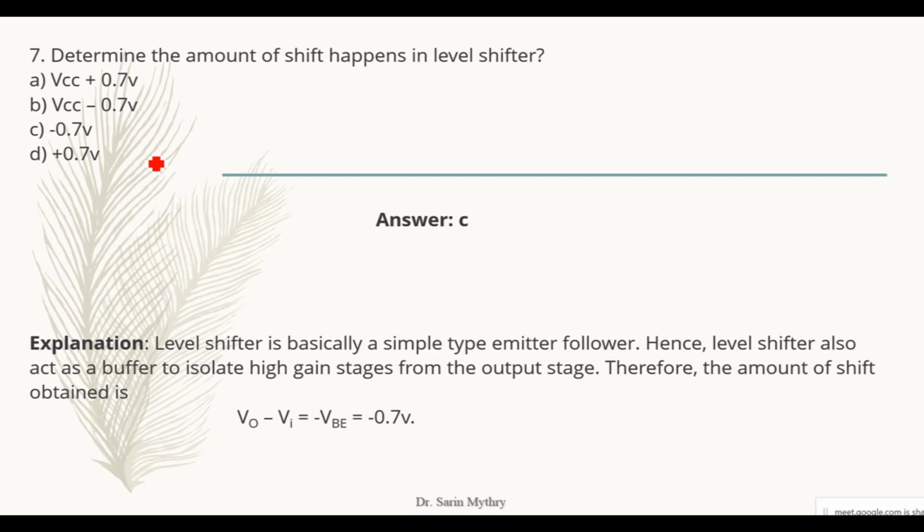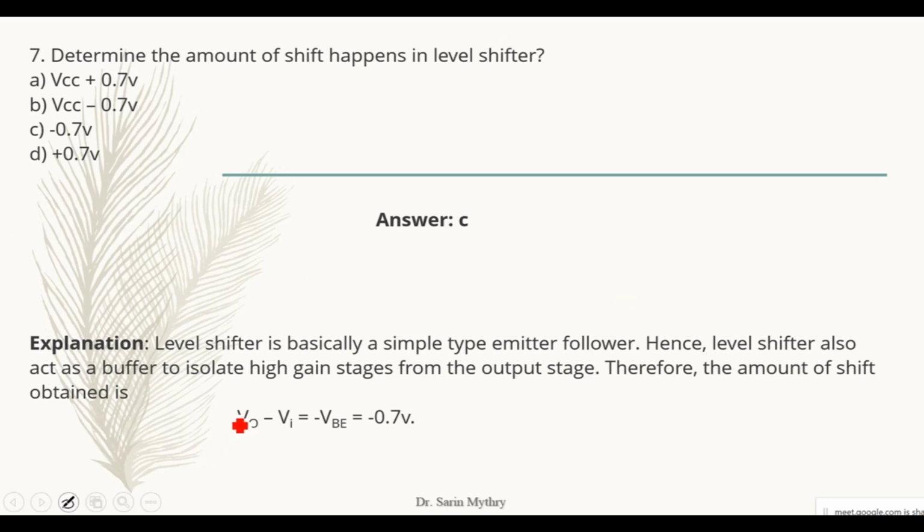So now, let us see how to calculate the amount of level shift. The level shifter also acts as a buffer to isolate the high gain stage from the output stage. What is a buffer, ma'am? A buffer is nothing else but something which will pass the signal from input to output. It will simply pass the signal from input to output. Therefore the amount of shift obtained is given by the formula.